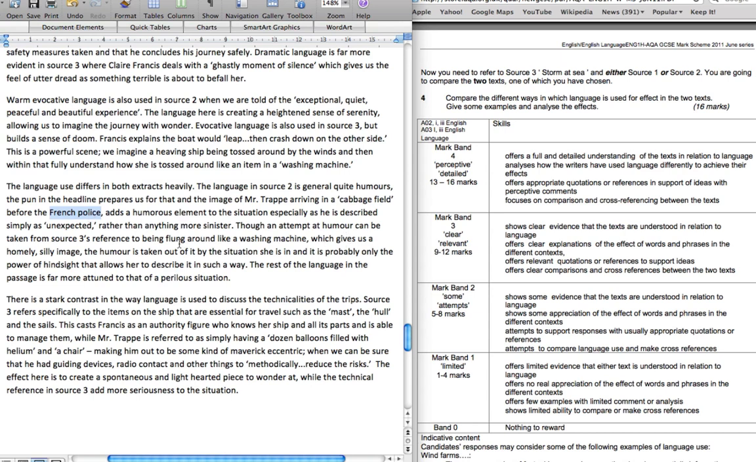Though an attempt at humour can be taken from source 3's reference to being flung around like a washing machine, which gives us a homely, silly image, the humour is taken out of the situation that she is in, and is probably only the power of hindsight that allows her to describe it in such a way. The rest of the language of the passage is far more attuned to that of a perilous situation.